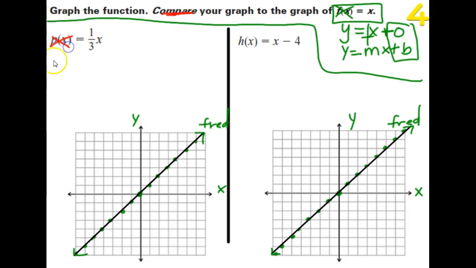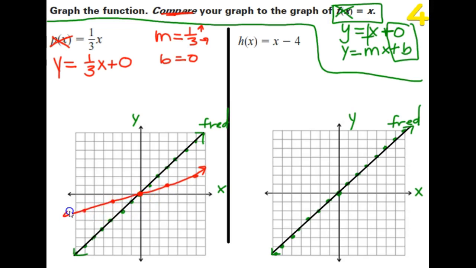Here's p of x, or just y, and then we have 1/3 x plus nothing, or plus 0. So we know m is 1/3 and b is 0. We're beginning at 0 in the origin, and then our slope is rise over run. Rise up 1, and to the right 1, 2, 3. Put a dot, and again up 1 and over 1, 2, 3. Instead of going up and right, we could also go down 1 and 3 to the left, and draw our line this direction as well.